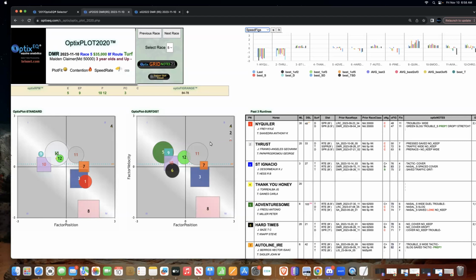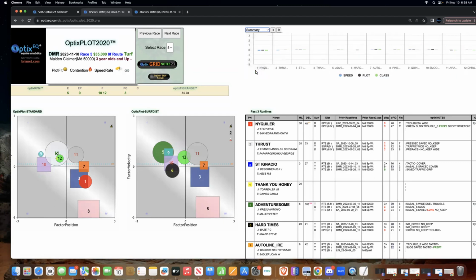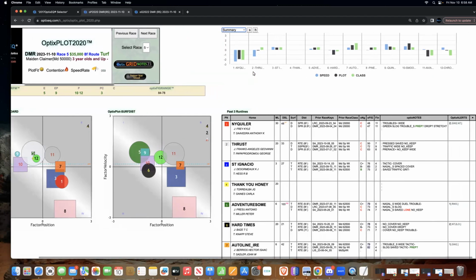So I'm going to start with race 5. It's a maiden claimer. It's on the turf going 8 furlongs. One of the things I want to look at, you can see the plot fit is yellow. So I want to go to summary bar. And I just think people probably should look at this more.